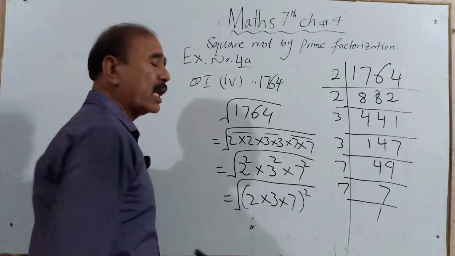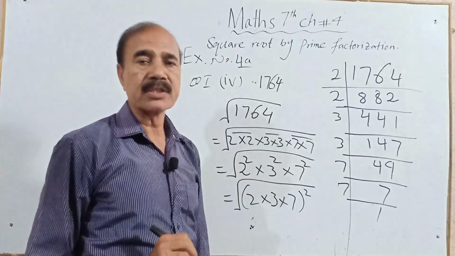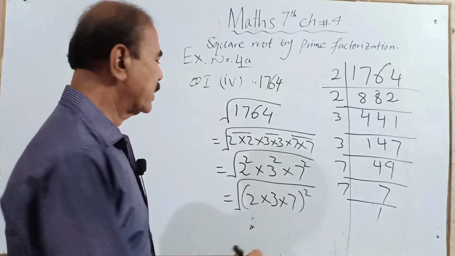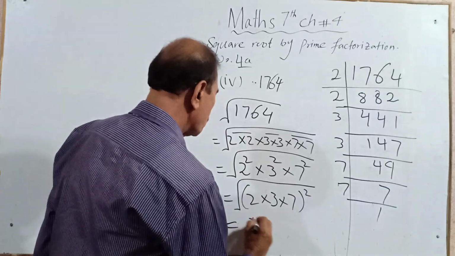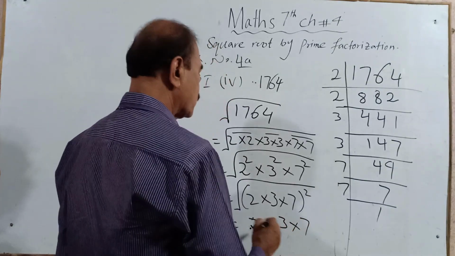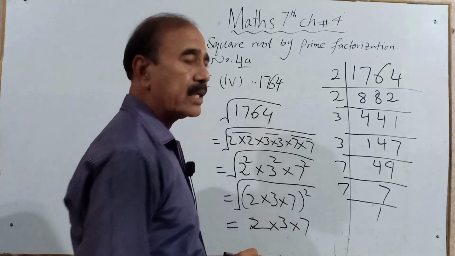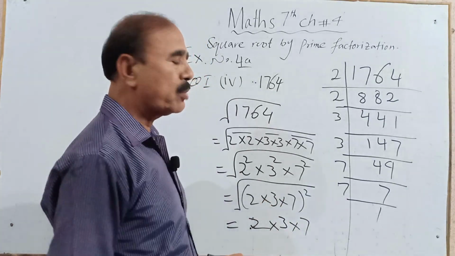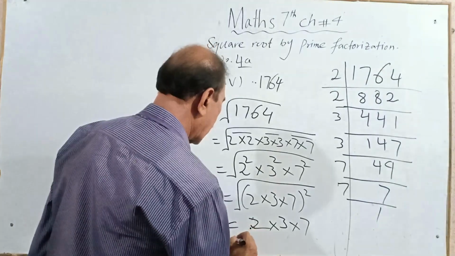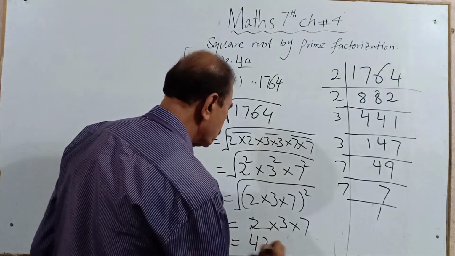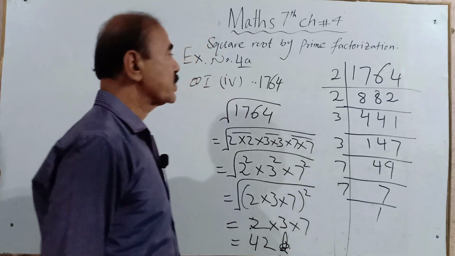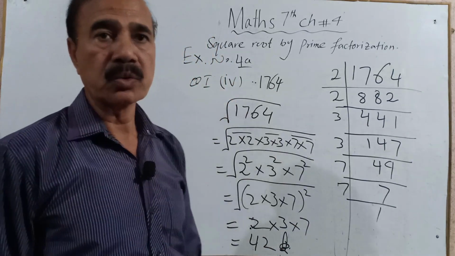As we know, the square root's value is power 1 by 2, and the square is cancelled by 1 by 2, and then we have 2 into 3 into 7. So 2 multiplied by 3 is equal to 6, and 6 multiplied by 7 is 42. So your answer is 42. This is your answer for the square root of 1764.